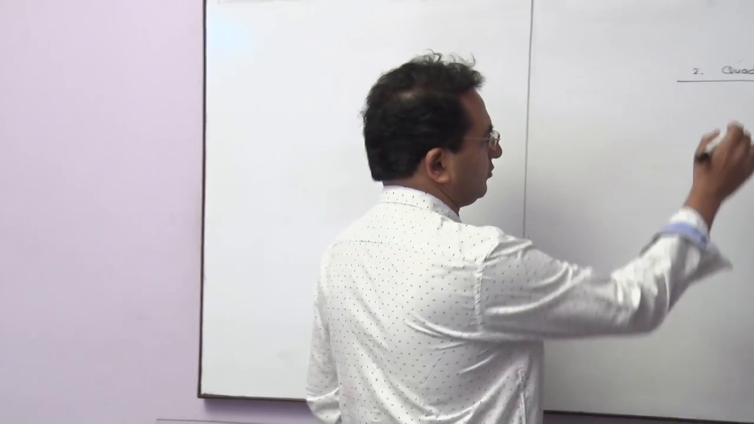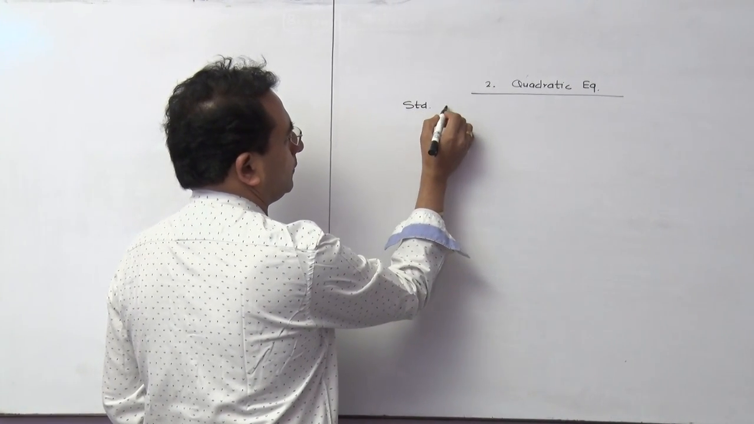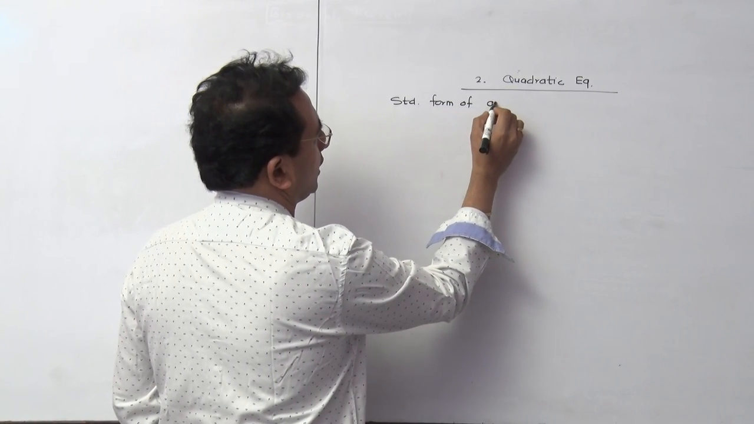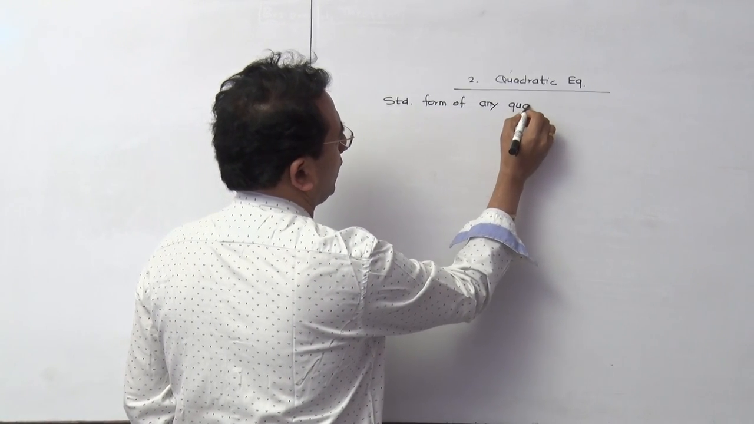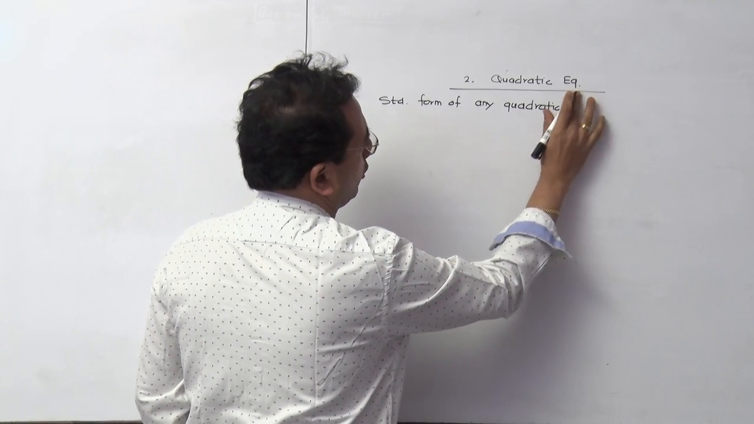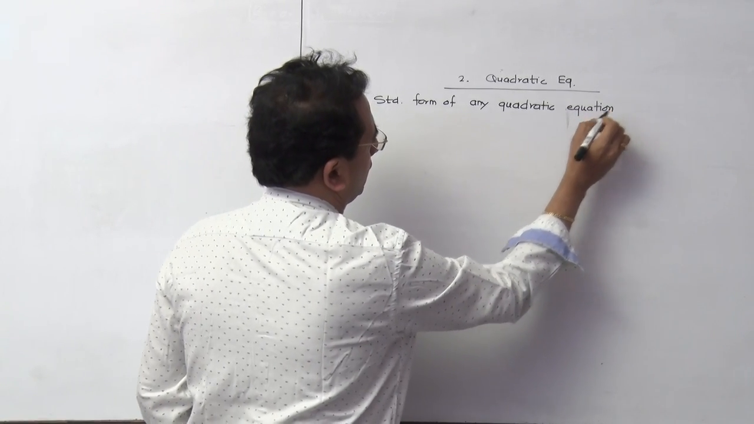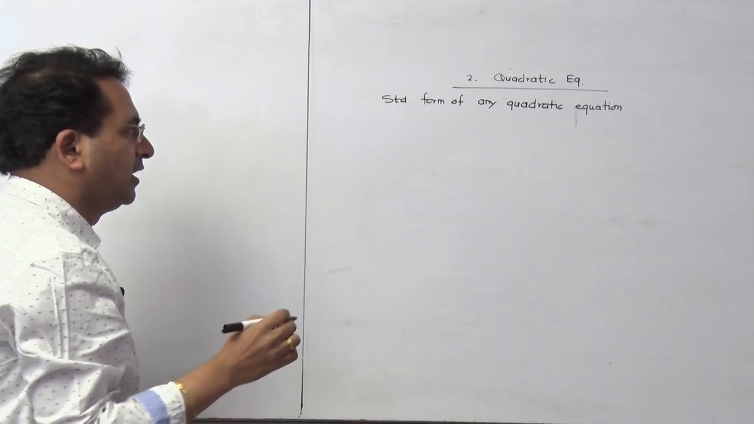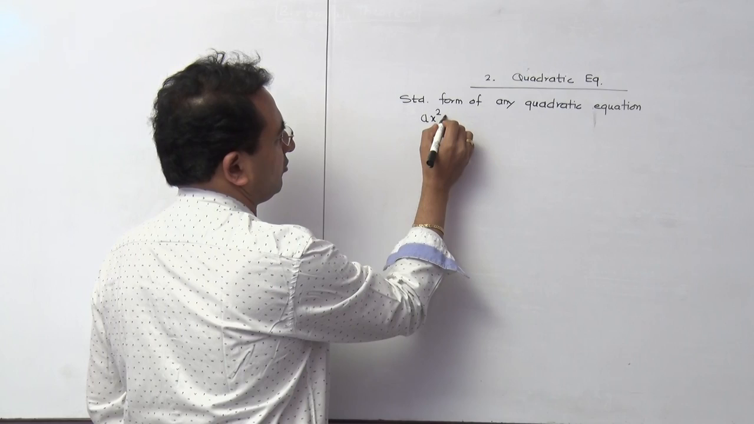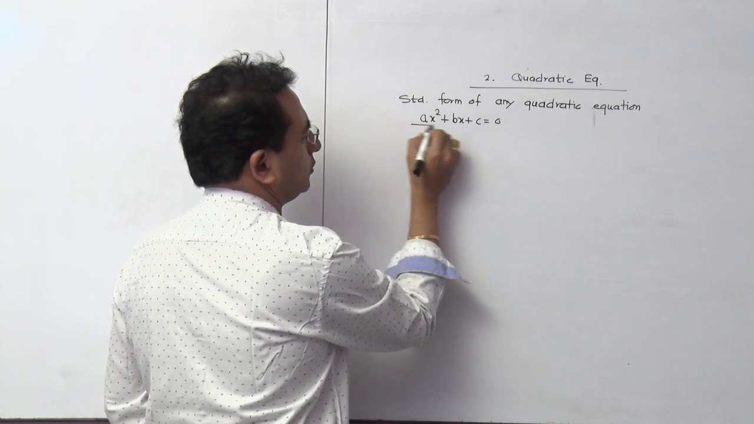equations by two methods. Let us discuss in short about standard form of any quadratic equation. Standard form of any quadratic equation. Now what do you mean by that? Suppose I write the equation. Basically I'll explain you that standard form, it is ax square plus bx plus c is equal to 0.